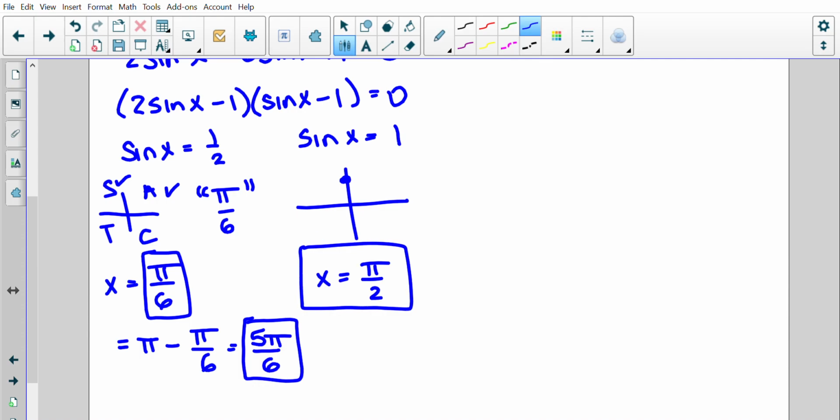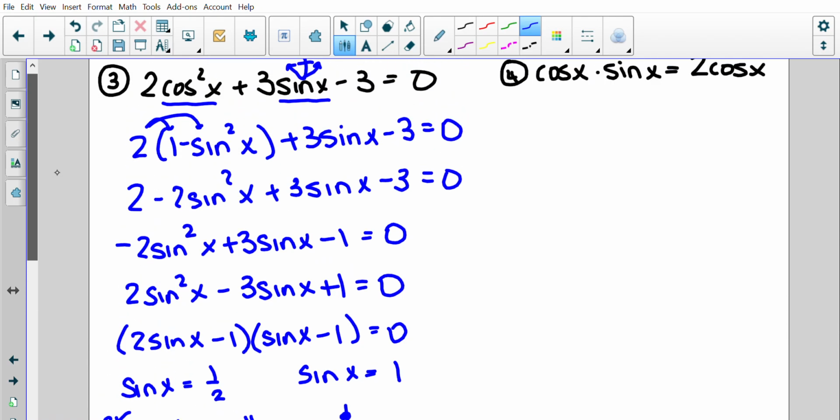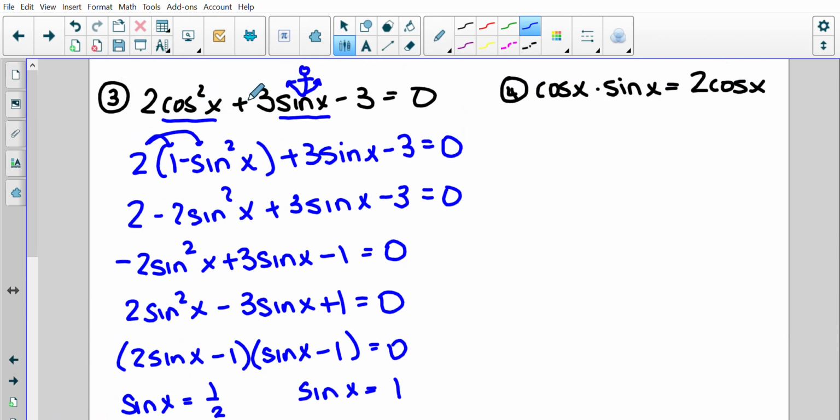So you have to be really, really careful. Make sure when you're starting off the problem that all the trig functions are the same. Sometimes your eye can trick you into thinking they are, and they're really not. And then you might end up with the wrong answer.